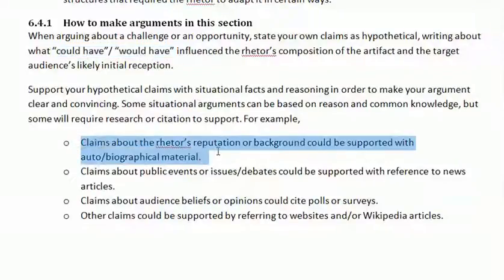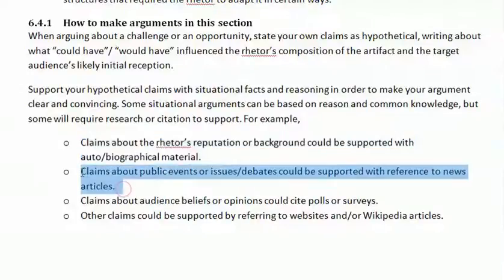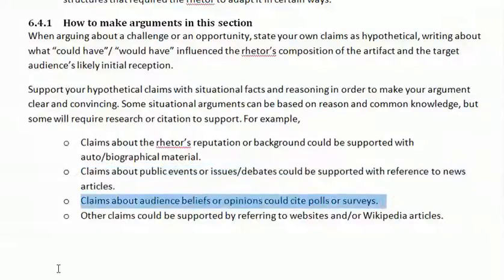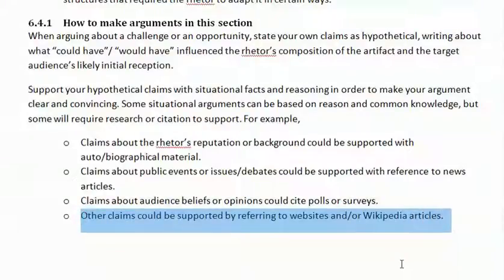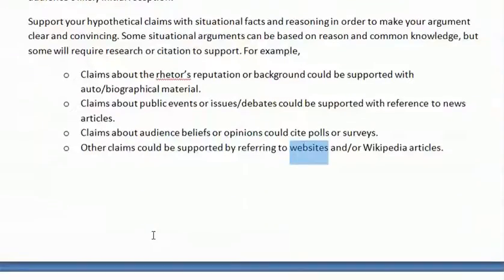So you could make claims about their reputation, support that with autobiographical or biographical material online. You could talk about public events or issues or debates. You can get that information from news articles. For audience beliefs or opinions at that time, you could cite older polls or surveys, not necessarily current ones after the artifact was published. You could also look at Wikipedia articles to see what the audience could have known at that time, what was common knowledge, that kind of thing. And websites as well as blogs.